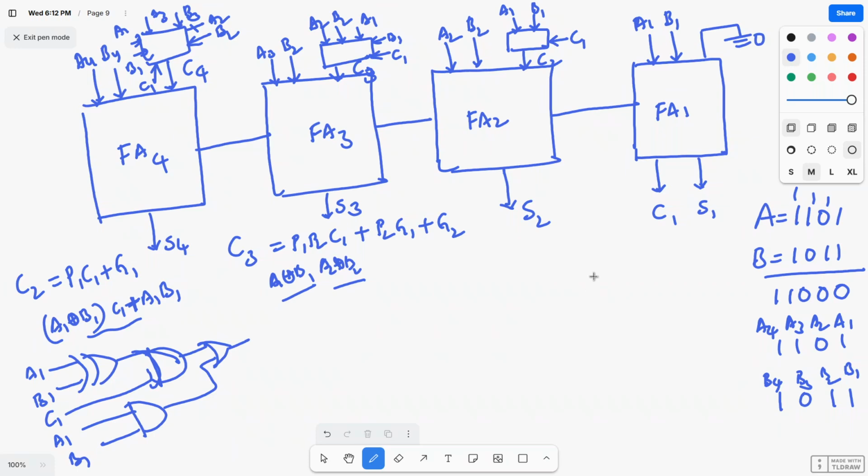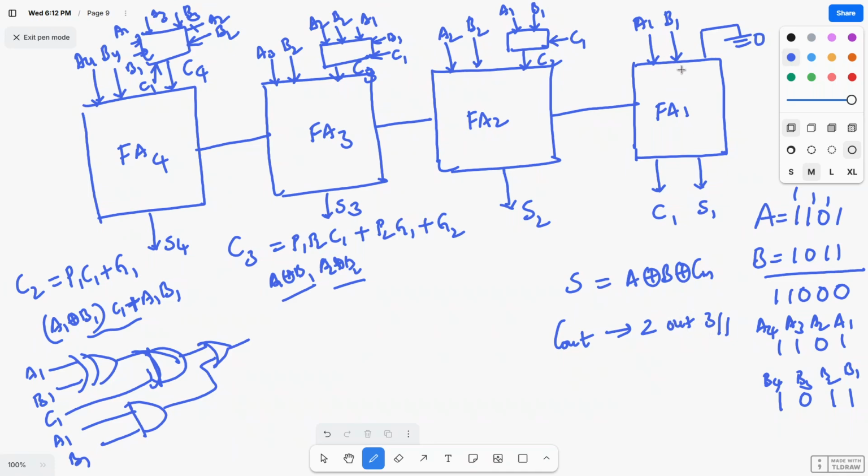Now you know that sum equal to what? A XOR B XOR C in. And next carry out is nothing but the last carry, ripple carry adder I told you. This is nothing but 2 out of 3 logic. That means if at least two inputs are 1, the output is 1. If only one input is 1, the output is 0.